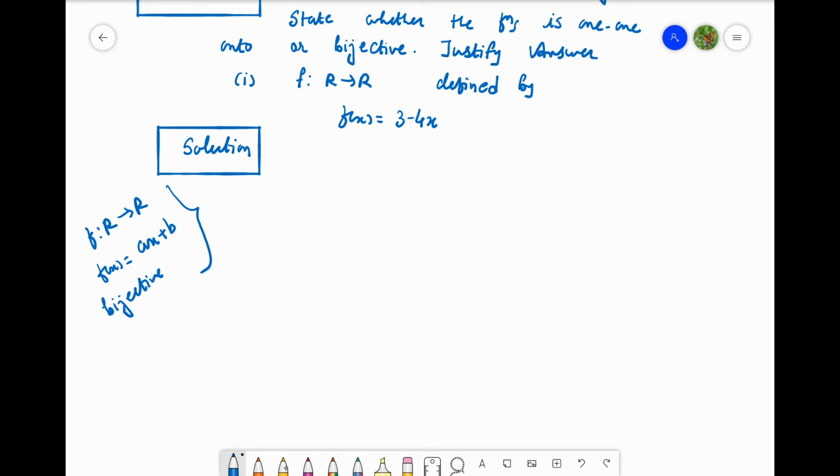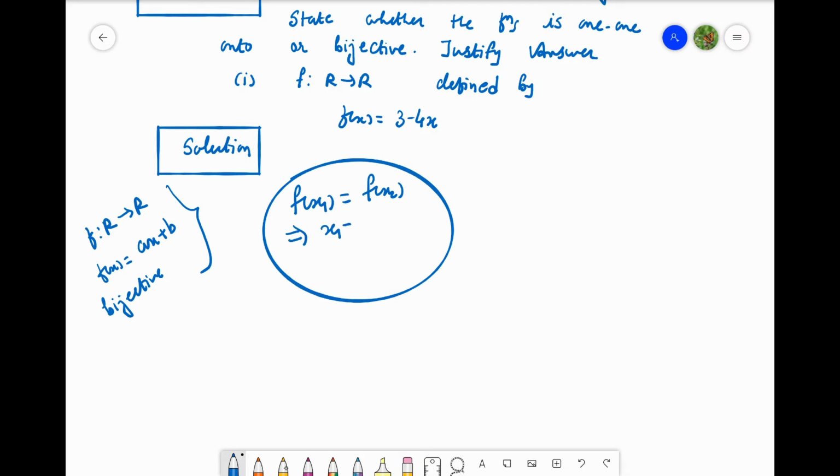So let us prove f is one-one. To prove f is one-one, we will prove that whenever f of x1 equals f of x2, we show that x1 equals x2. Then we can say that f is one-one.